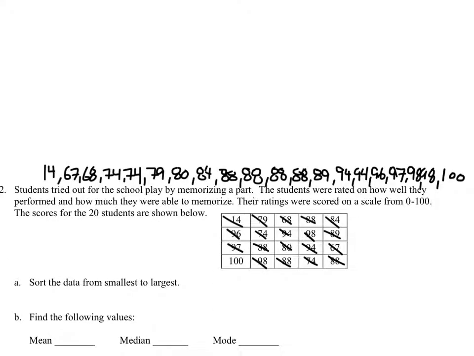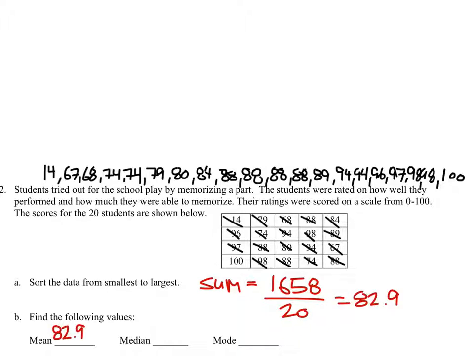All right, let's find the following values then. Let's go ahead and add all these together, so the sum of all these numbers. All right, good. So we got the sum now. Let's divide it by, there were 20 numbers is what it said. So we'll divide it by 20. So we got the mean at 82.9.